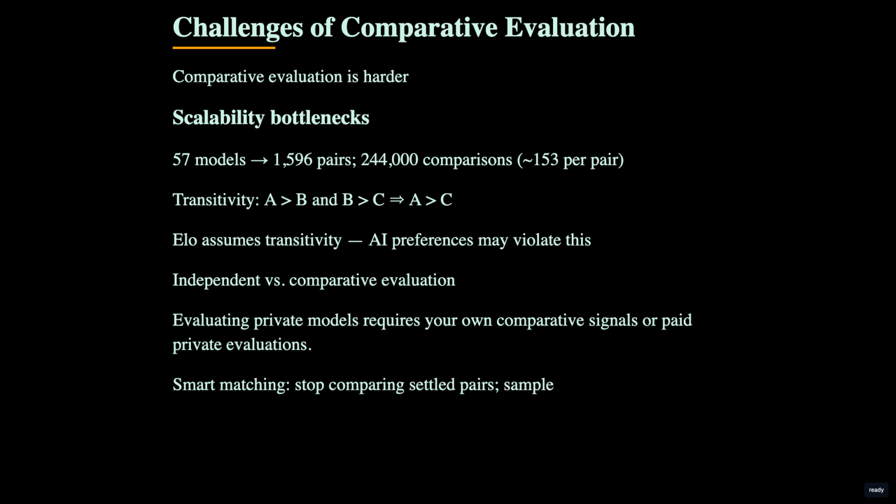Randomly pairing models wastes comparisons because many pairs become decisive quickly. A good matching algorithm stops retesting settled pairs and instead chooses matches that will reduce the most uncertainty in the overall ranking, which dramatically lowers the number of matches needed.